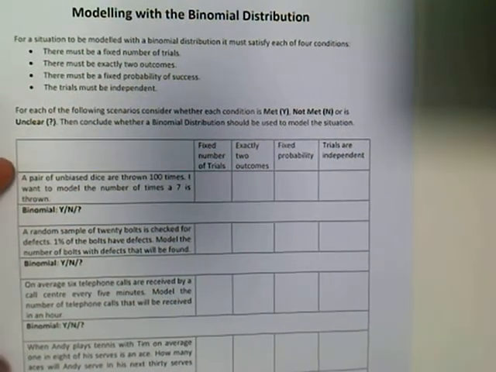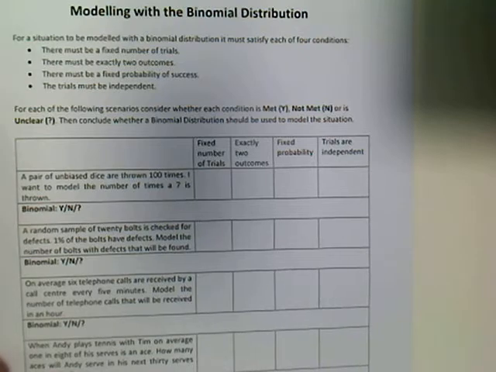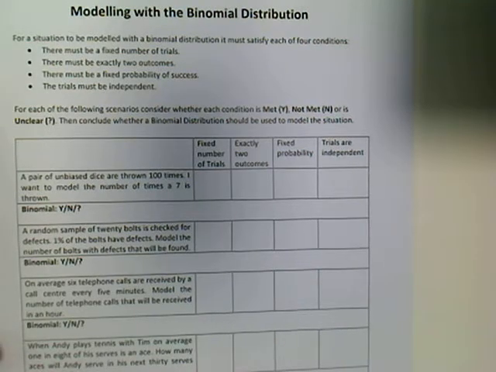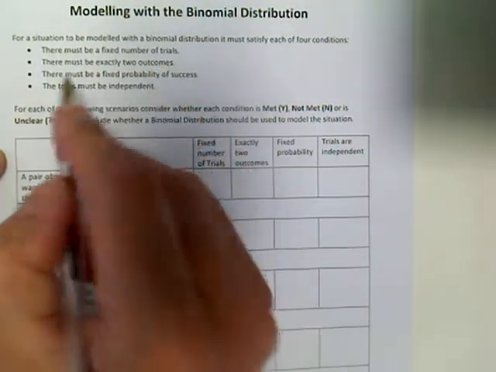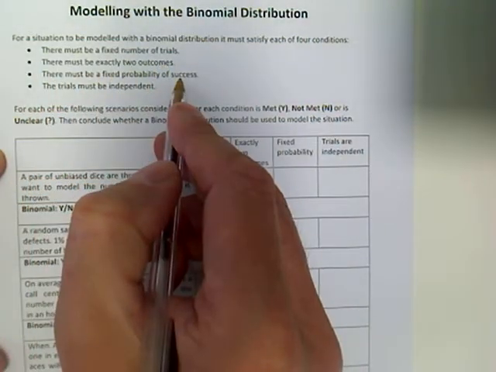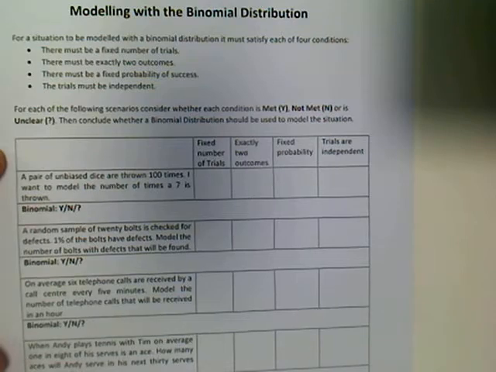Okay, in this video we're going to be looking at the definition of binomial distribution. For a situation to be modelled with a binomial distribution, it must satisfy each of four conditions. So this is the definition of what a binomial distribution is. There must be a fixed number of trials, there must be exactly two outcomes, there must be a fixed probability of success, and the trials must be independent.